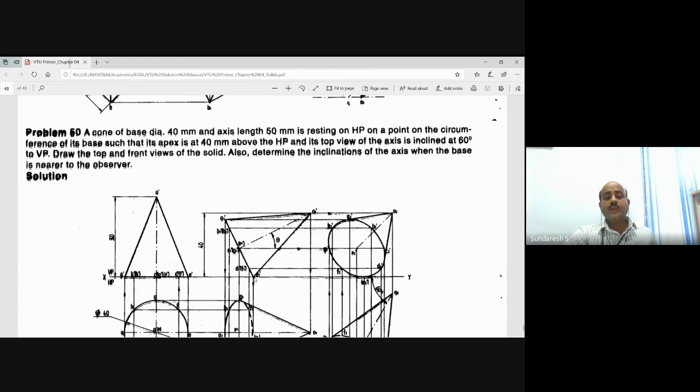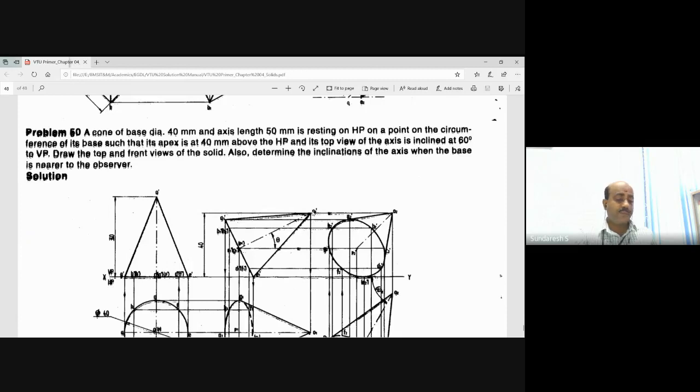Now taking the center as E dash on the second position front view, with the radius equal to O dash E dash, you draw an arc which cuts the locus line, which is 40 millimeters above the XY line. Got it? Now mark the point where that arc intersects the locus line as O dash, and join O dash and E dash.